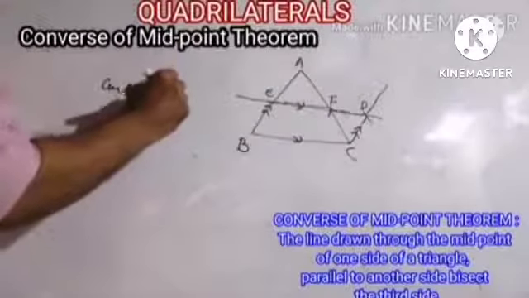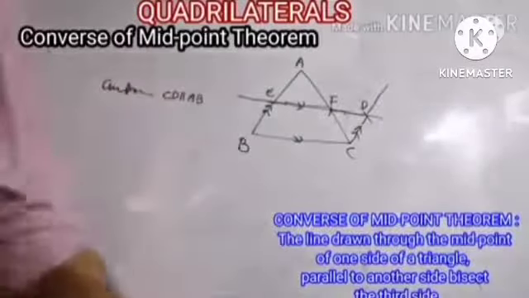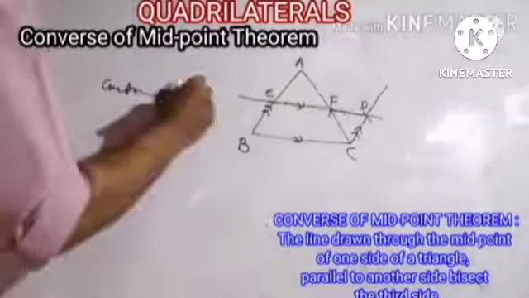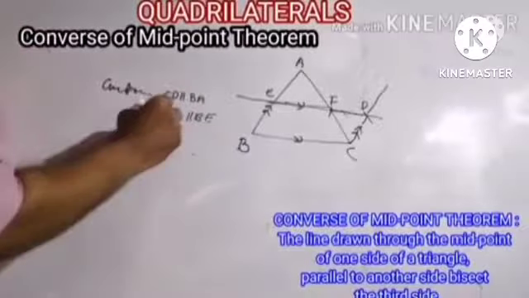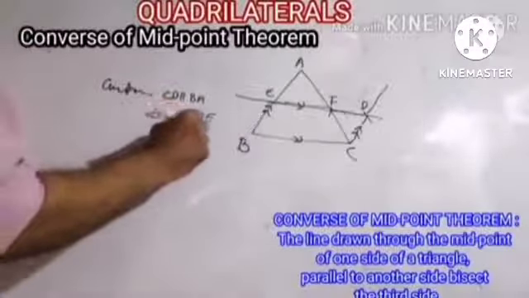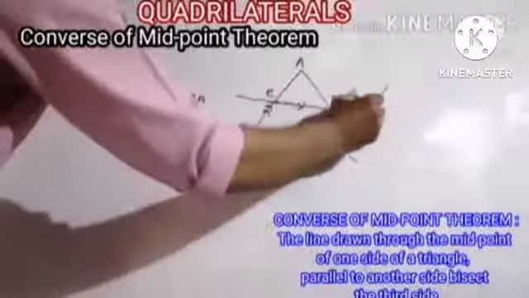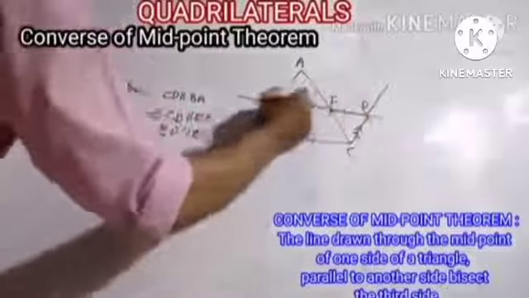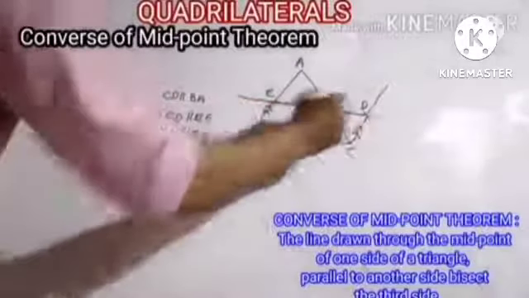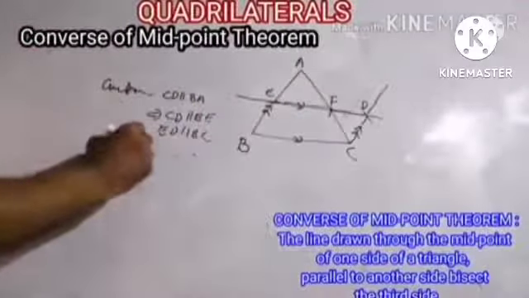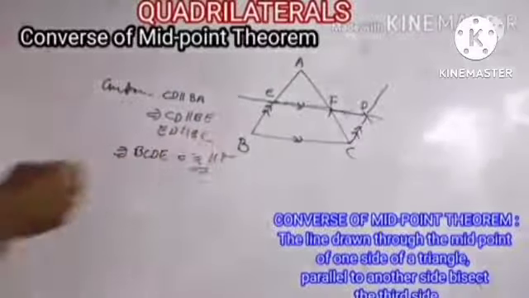Construct CD parallel to AB. AB means BA, so CD is parallel to BE. Also ED is parallel to BC, because EF is parallel to BC and ED is EF extended. Produce EF to D to meet this parallel line at D. Now ED is parallel to BC and BE is parallel to CD, which implies BCDE is a parallelogram.